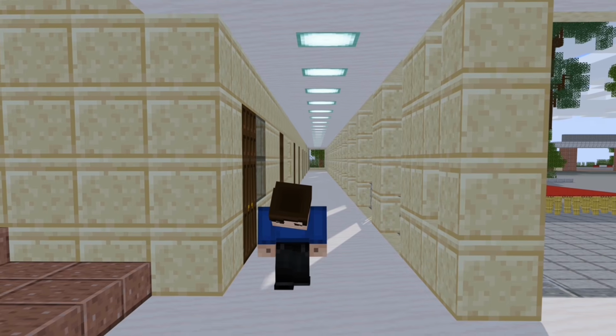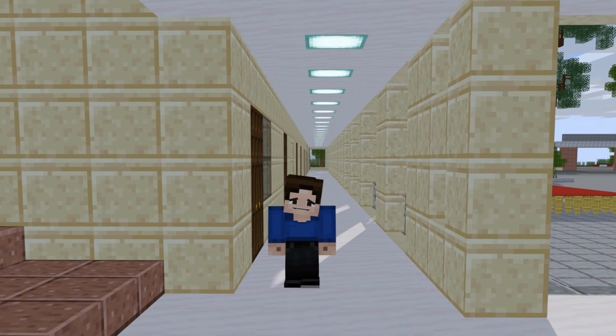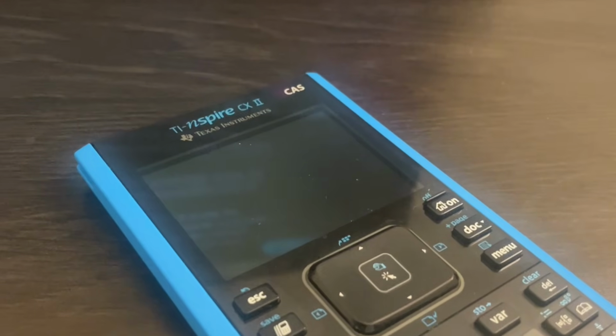Walking out of his office, I have to admit, I thought he was right. 396 MHz and 64 megabytes of RAM is not enough. It just couldn't be enough to render a 3D world, let alone a surface in it. So I went back home, threw the calculator on my desk, and decided to give up.